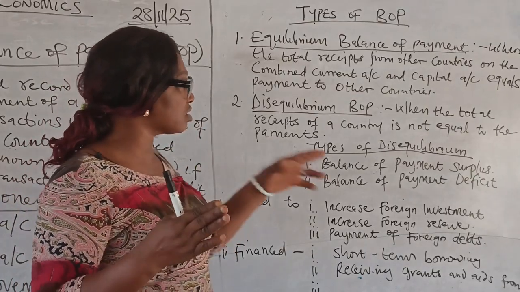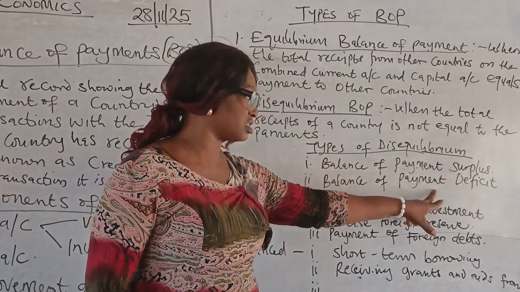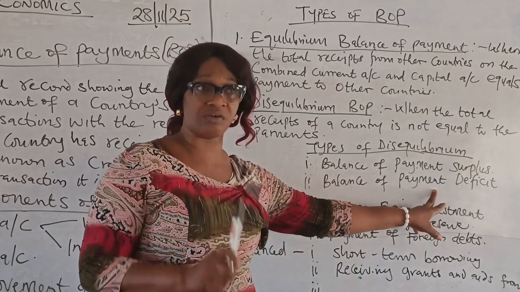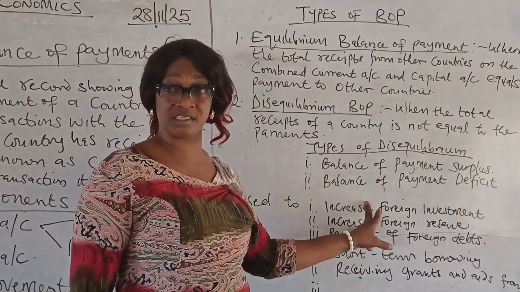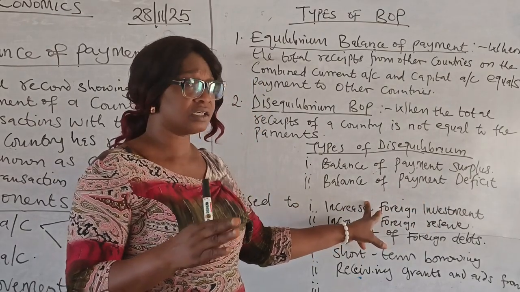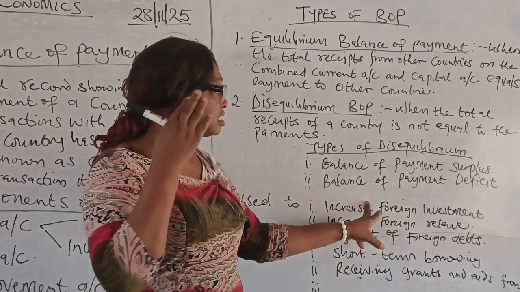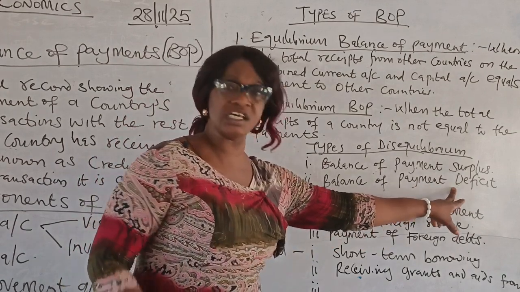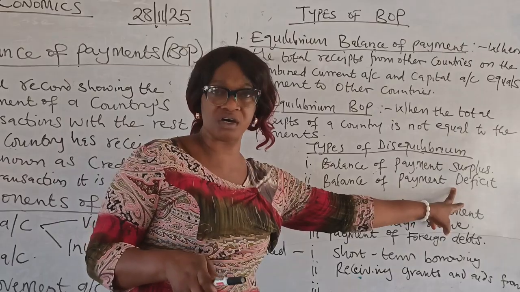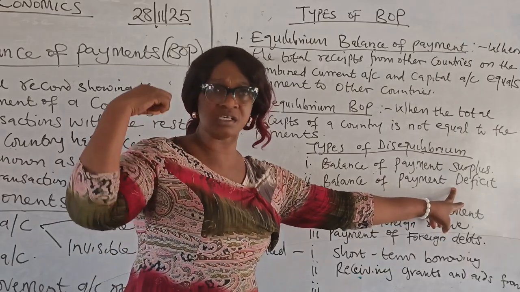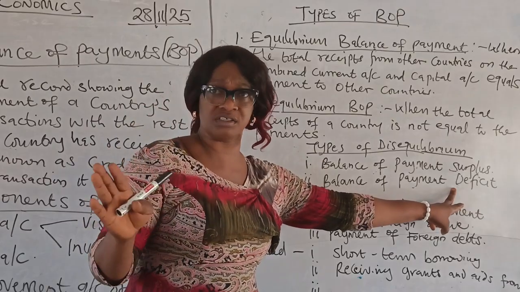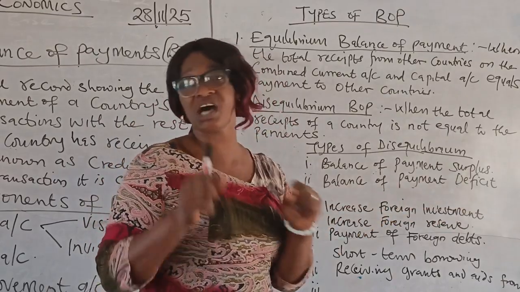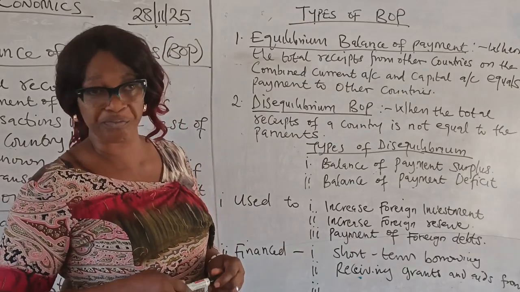So most countries experience such, and our country Nigeria is one of them. Over the years, more than 10 years, we keep on experiencing balance of payment deficit in our country Nigeria. Because of what? We keep on importing. Every small thing we import, especially in technologies. So we import, and it will affect our what? Balance of payment.